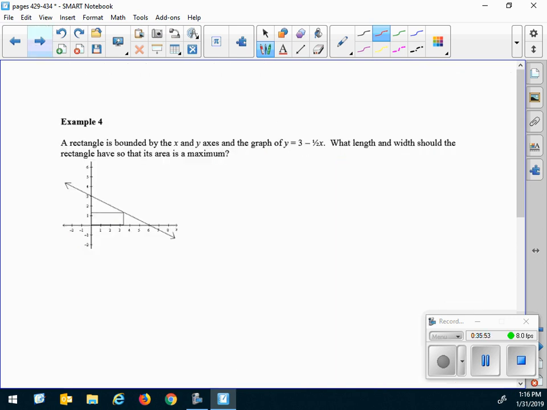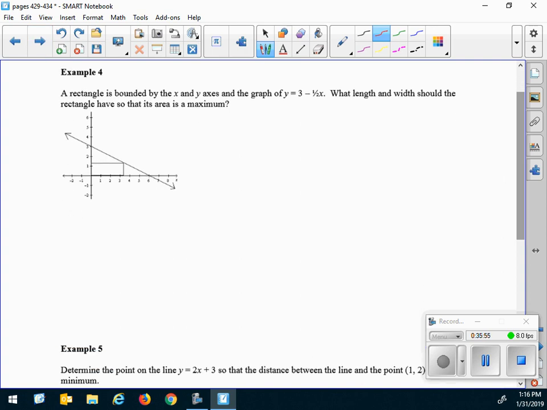Okay, we've got two more to look at. A rectangle is bounded by the x and y axes and the graph of y equal 3 minus a half x. What length and width should the rectangle have so that its area is a maximum? So on this one, Chase, notice it says what length and width. So I will say the length should be and the width should be. Since it just asked for dimensions, it may just be the wording.